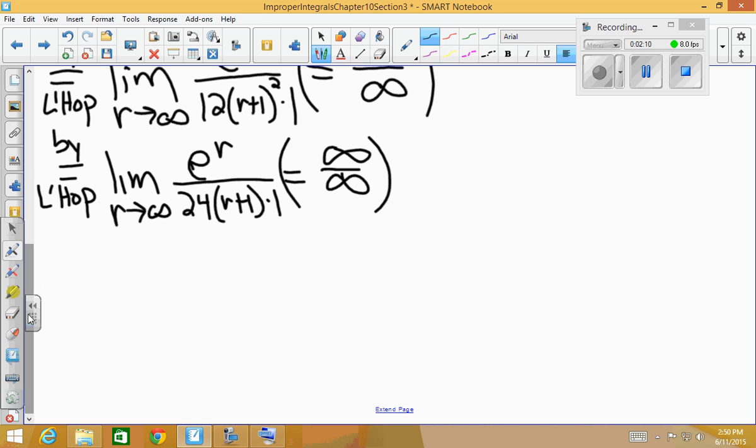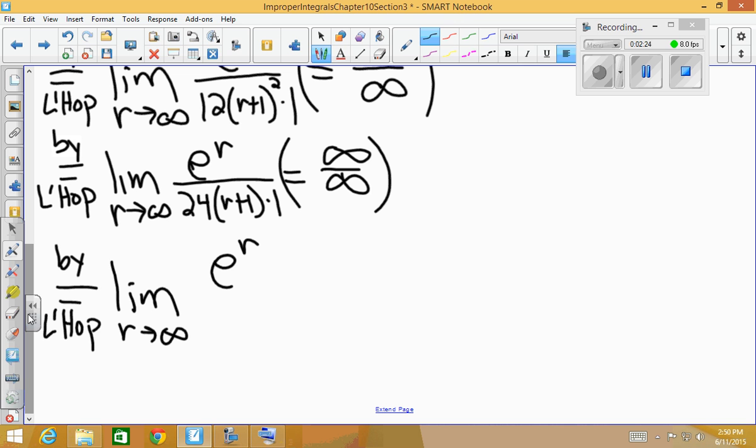One more time, our r plus 1 should go away. So by L'Hopital's rule, we now have the limit as r goes to infinity. The derivative of the numerator is e to the r, divided by the derivative of the denominator, which is just 24.